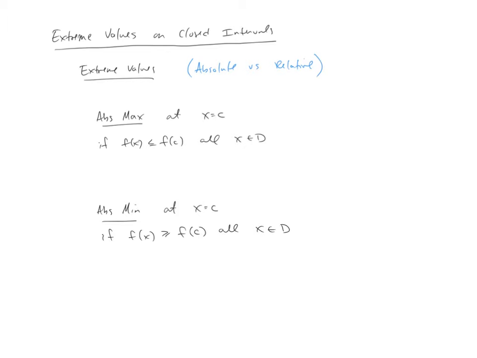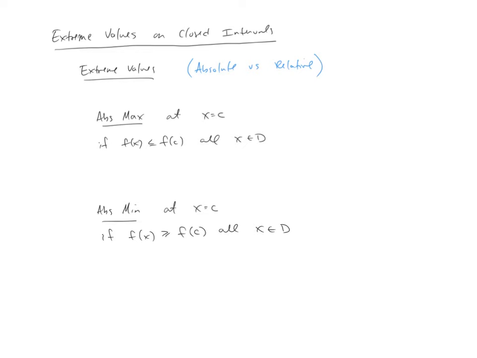What I have up on the screen are definitions for an absolute maximum and an absolute minimum. The definitions are pretty basic, and I believe you can follow them pretty easily. And you'll see here in just a second, I can expand upon it a little further. Now, for an absolute max at x equals c, this is going to occur when f of x is less than or equal to f of c for all x in D. Now, let's think about what that says.